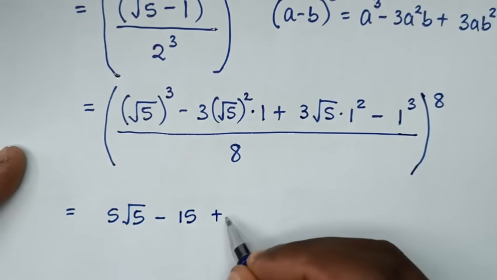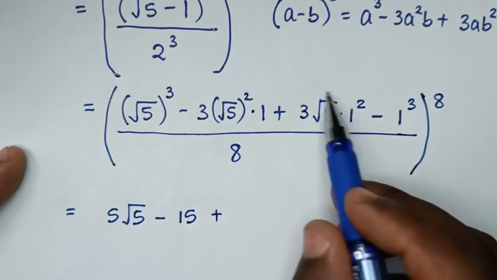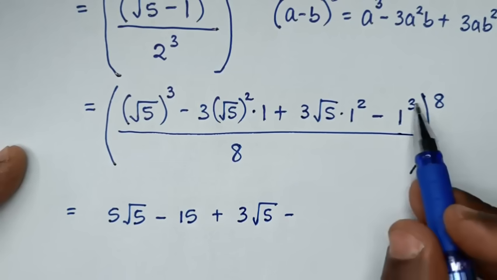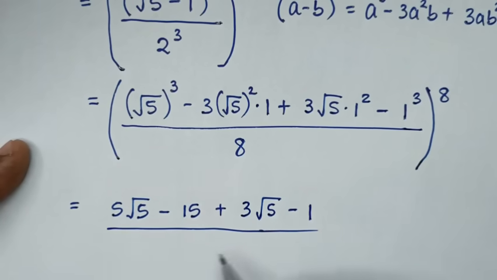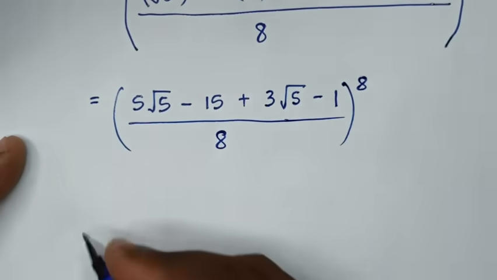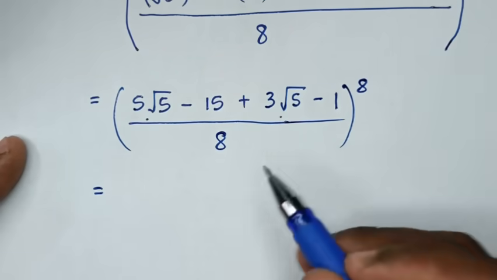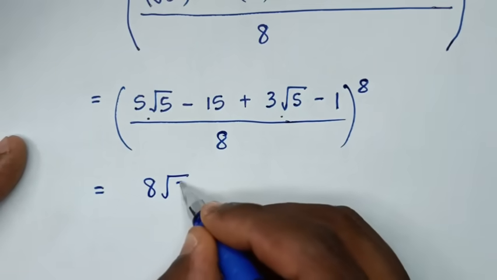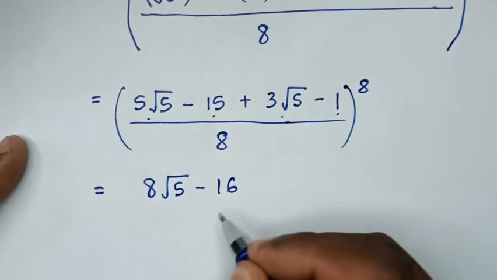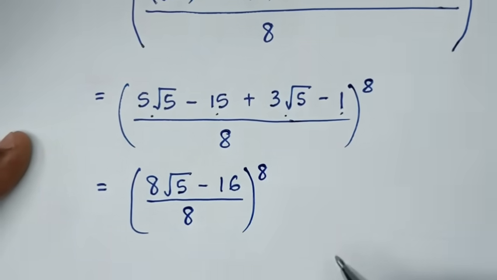it will be plus 1 squared times 1 squared is 1, 1 times this, it is 3 square root of 5, then minus 1 to the power of 3, it is 1, then over 8, bracket power of 8. Then in the next step it will be equal to, from here 8 square root of 5 plus 3 square root of 5, it is 8 square root of 5, then minus 15 minus 1 is minus 16, then over 8, then bracket power of 8.